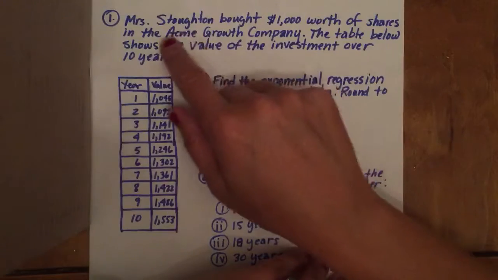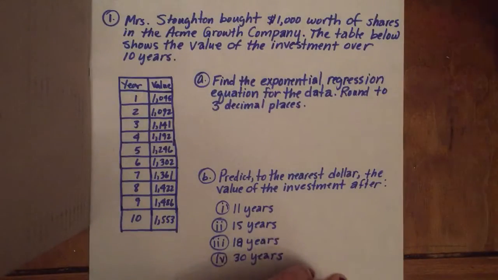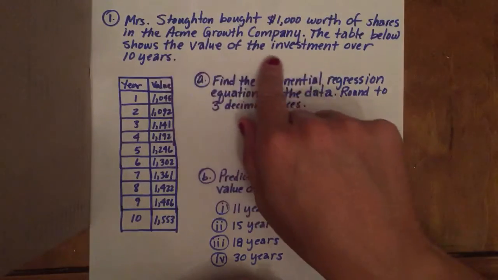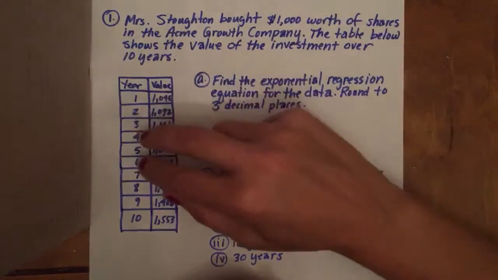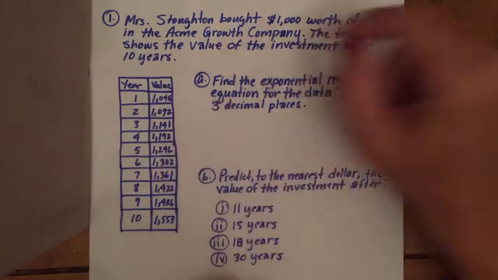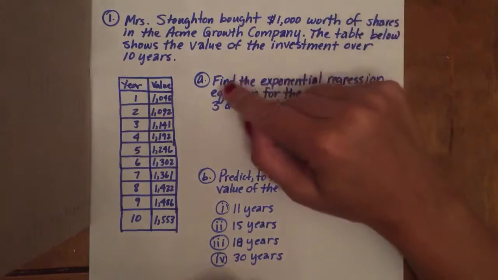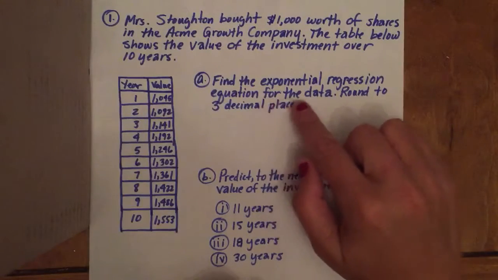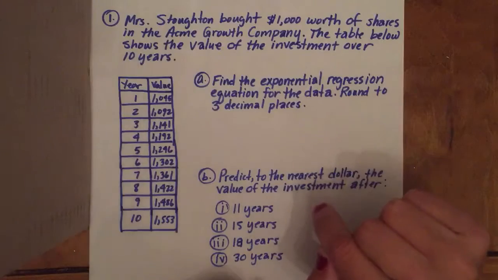So the first one says, Ms. Stoughton bought $1,000 worth of shares in the Acme Growth Company. The table below shows the value of the investment over 10 years. So you can see the data here. This is the year, and this is the value in dollars of the investment. The first question is to find the exponential regression equation for the data and round to 3 decimal places.